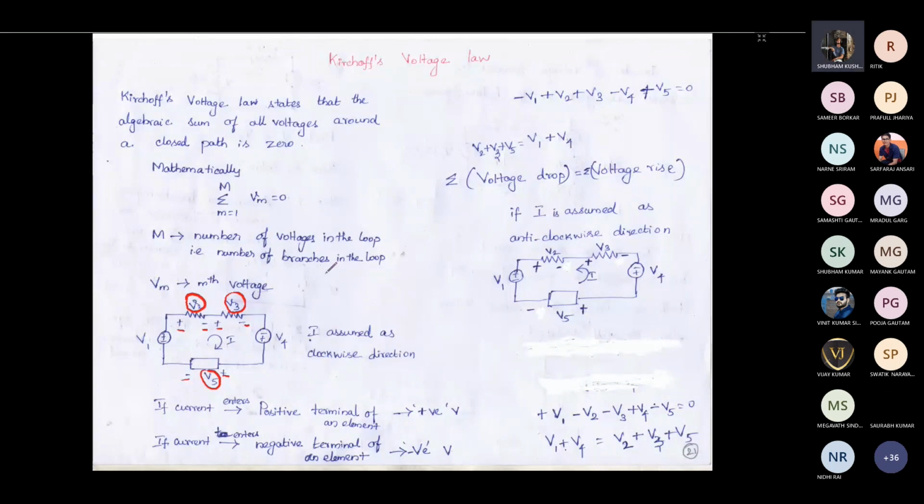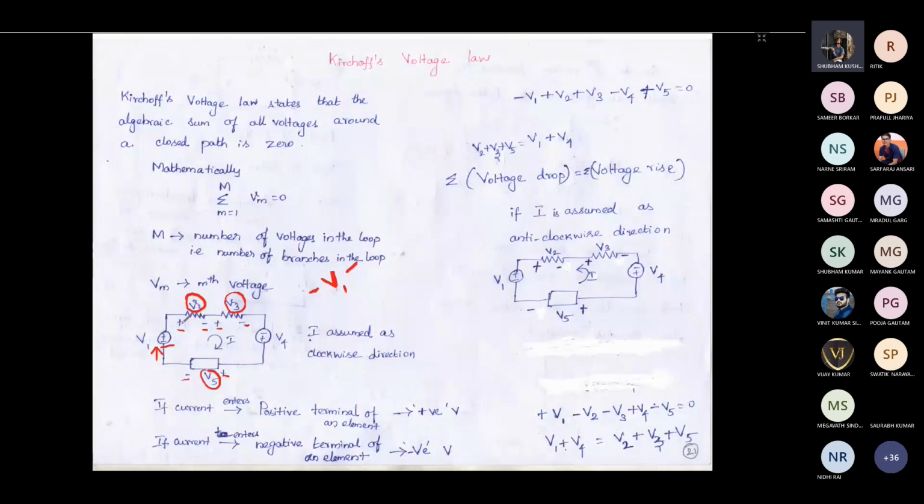As we had already discussed, wherever current enters the negative polarity of some element, then you consider it as a negative V1. Here the current enters the negative polarity of this source, so I'm starting from this voltage source, then I am going to travel through this complete circuit. So here the current enters the negative polarity, so you take it as V1.